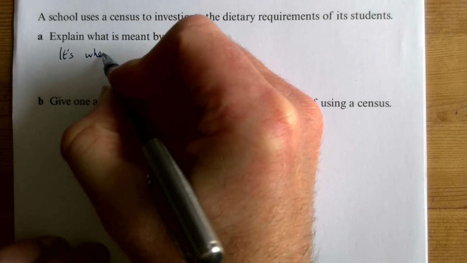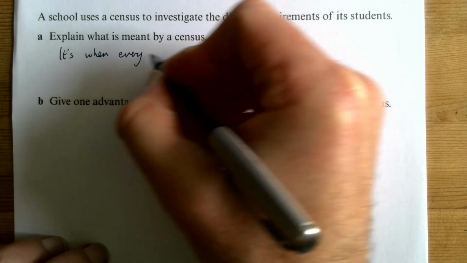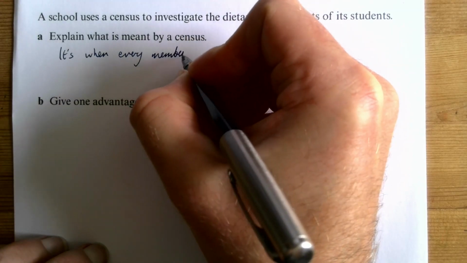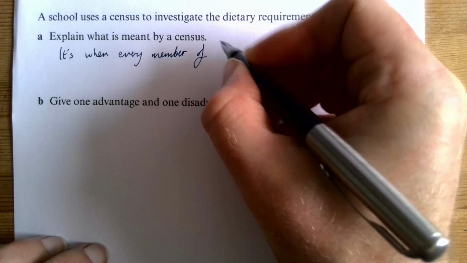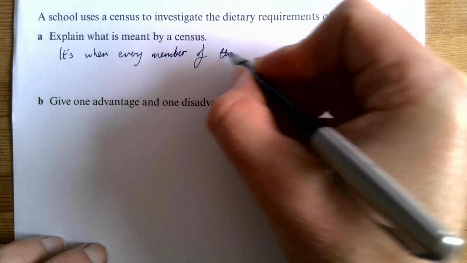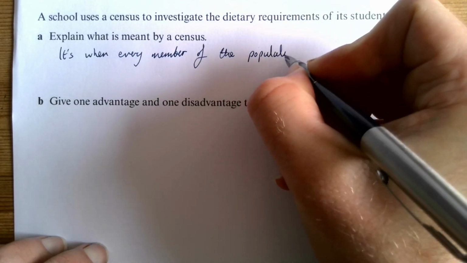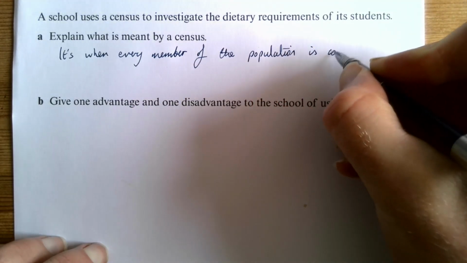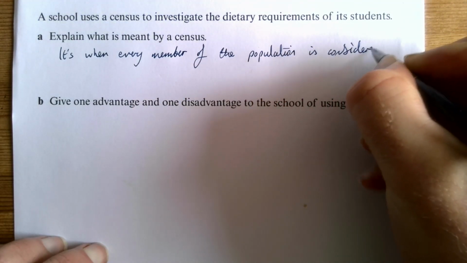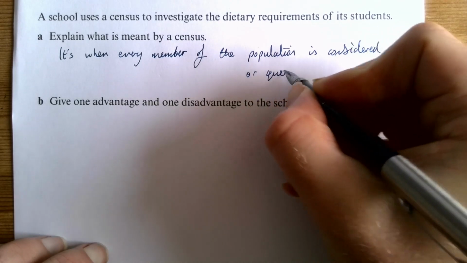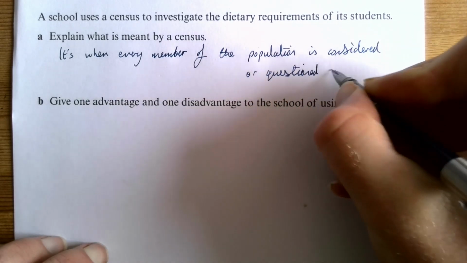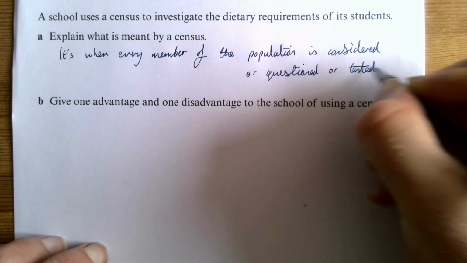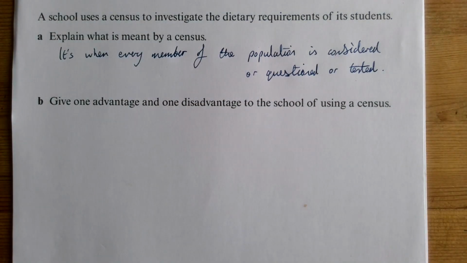It's when every member of the population is considered or questioned or tested. You don't have to write all of those three things. The important thing is that you're saying it's every single part of the population that is being considered.